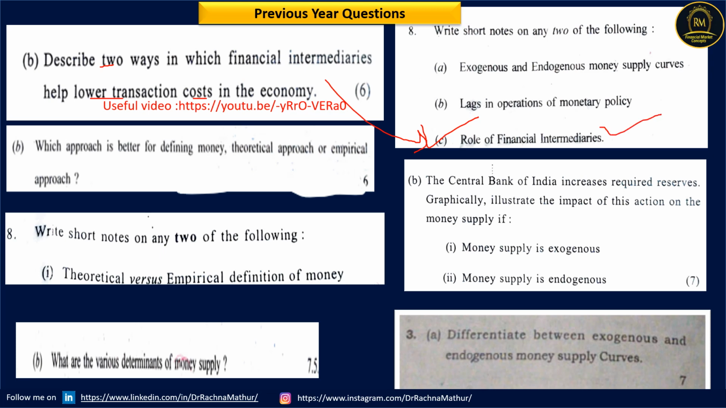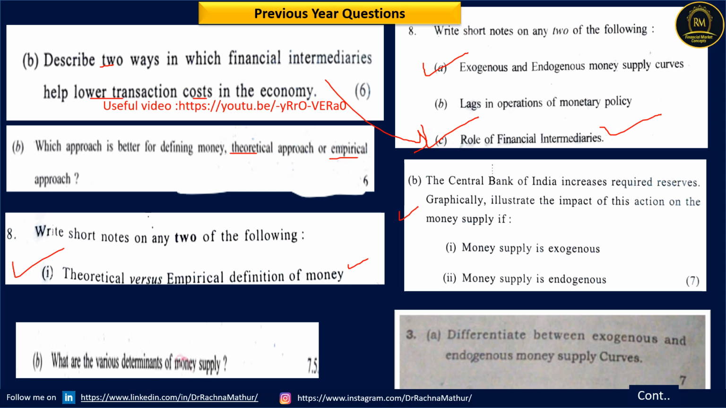Next is which approach is better for defining money, theoretical approach or empirical approach? The same question is repeated again in a short note, theoretical and empirical definition of money. Next is the exogenous and endogenous money supply, a very important question. Again it was repeated: the money supply is exogenous and the money supply is endogenous.